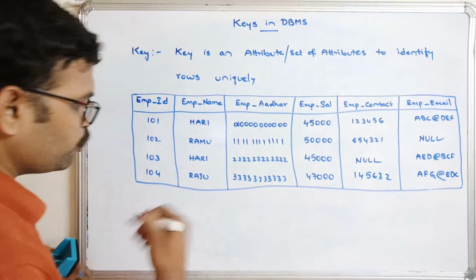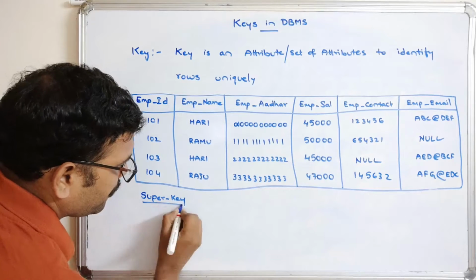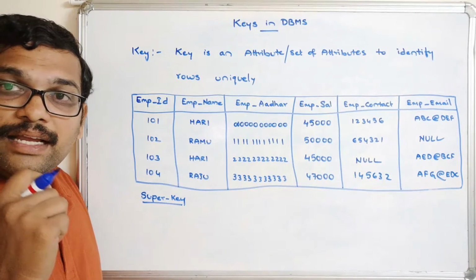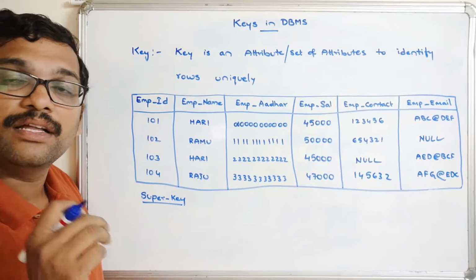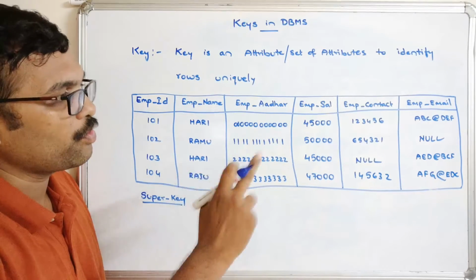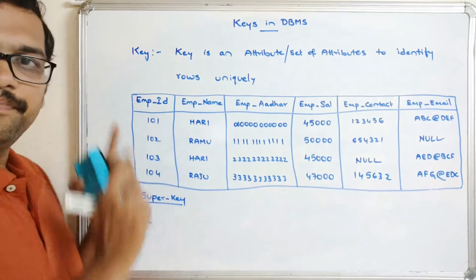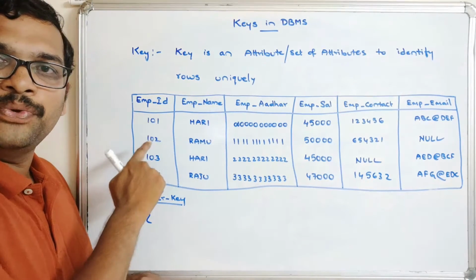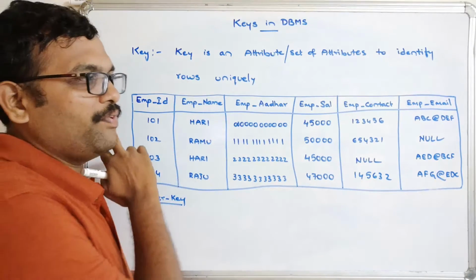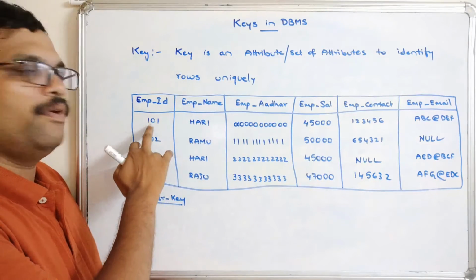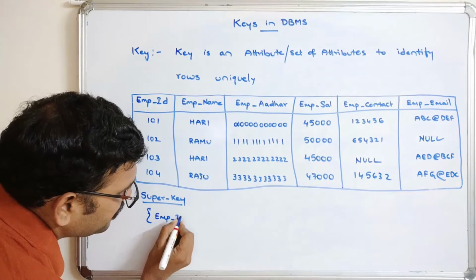Now let us consider the super key. What is a super key? A super key is an attribute or a set of attributes that identifies the rows uniquely. Let us take this one. If you consider employee ID, you can see employee ID is unique. There is no repetition. So we can identify the complete row with the help of employee ID. So the employee ID itself can be treated as a super key.